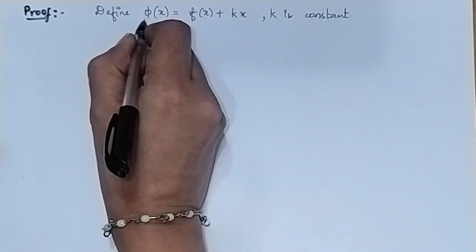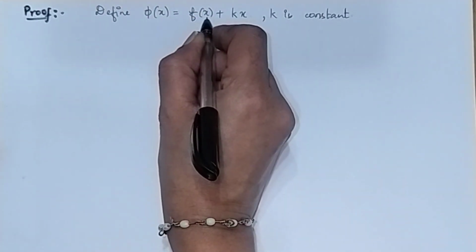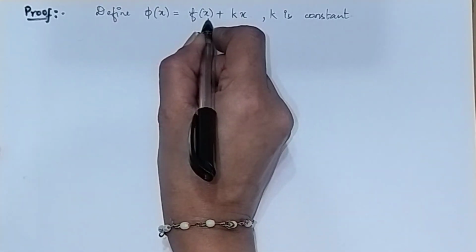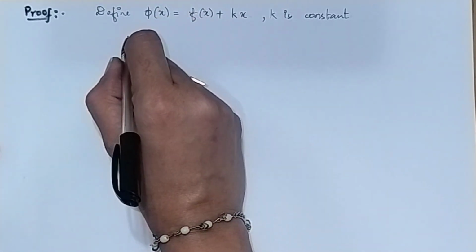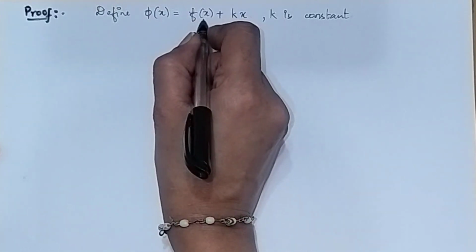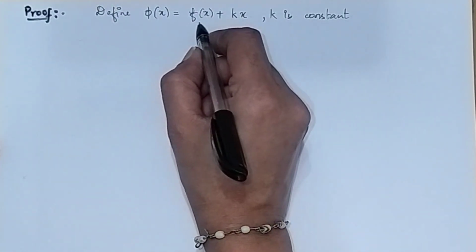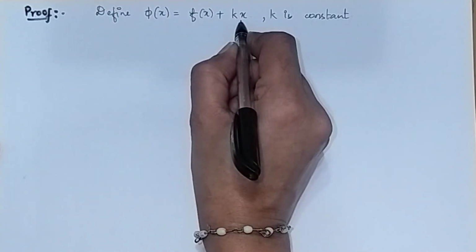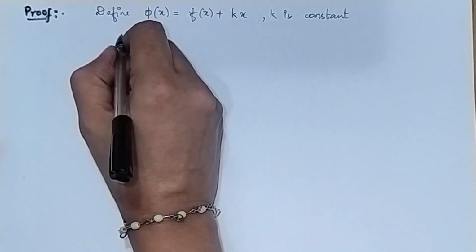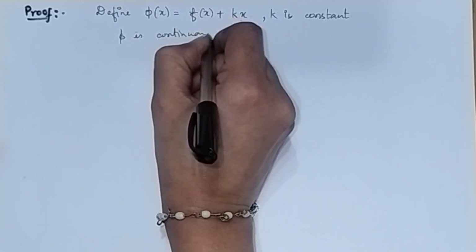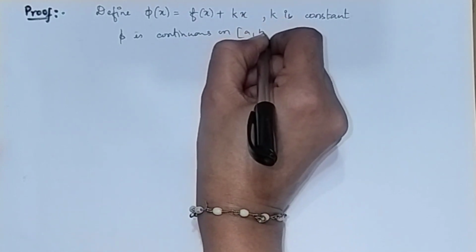See here, this phi is continuous on the closed interval [a, b]. That is because f(x) is continuous, as given in the statement of Lagrange's theorem. f(x) is continuous on the closed interval [a, b], and this phi being the sum of two continuous functions, therefore phi is also continuous. See, phi is continuous on the closed interval [a, b].